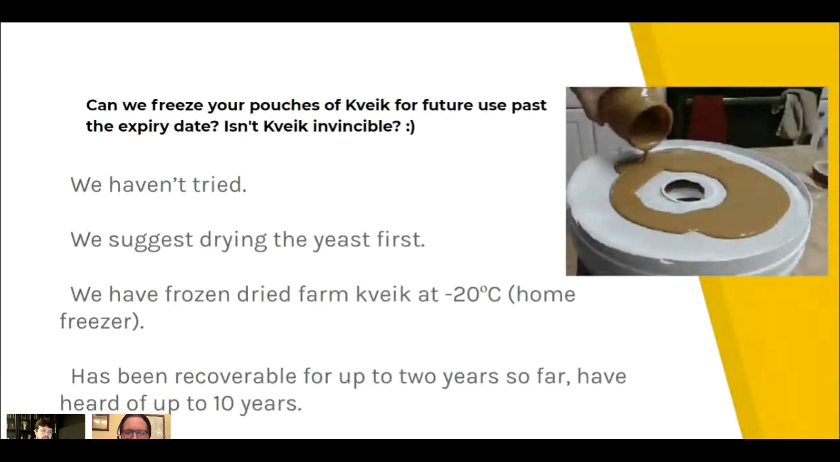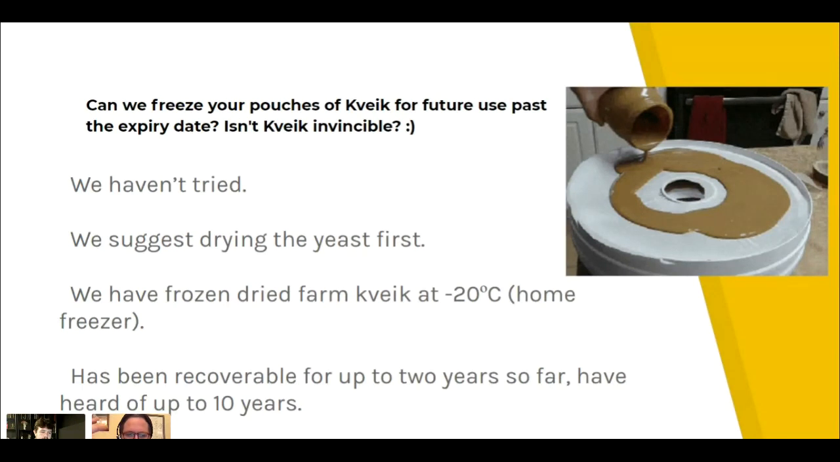Can we freeze your pouches of Kveik for future use past the expiry date? Isn't Kveik invincible? Yes. No, don't. Well, it's close. The answer is we haven't necessarily tried with the liquid stuff. We would suggest drying the yeast first, because if you put something liquid in a freezer, the water will turn into ice crystals.